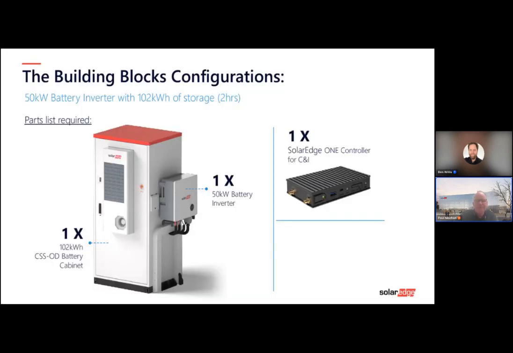Lovely. Okay. And just to show the building blocks, because it's not just the single cabinet, the single unit that you see here, which is the one cabinet, 102 kilowatts, the PCS along the side there, which is the inverter for the system. And on the right, then you have the all-important one controller for C&I. And that really, I'll talk about that in considerably more detail, because that really is the brains of the system.